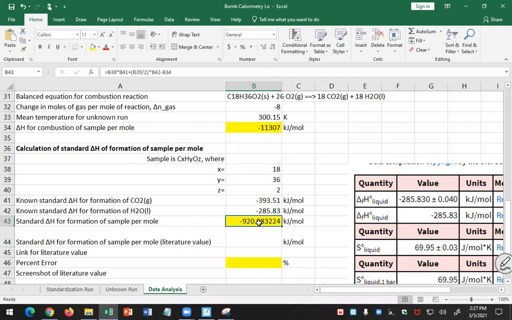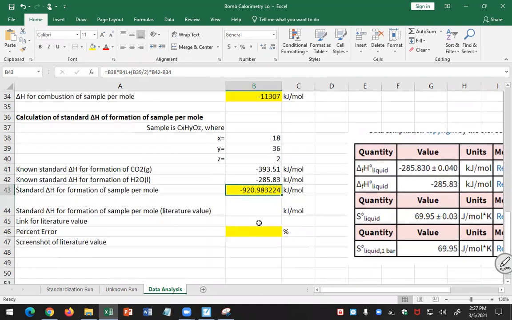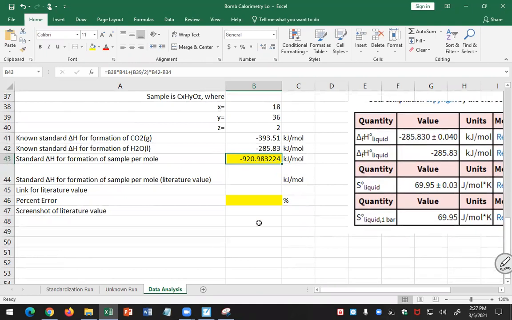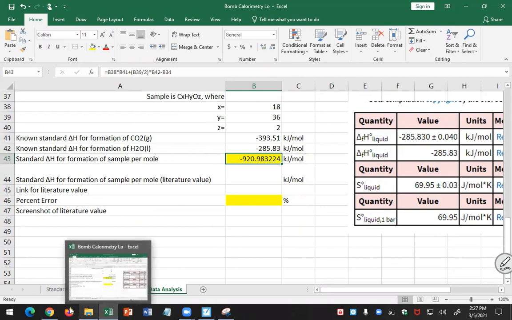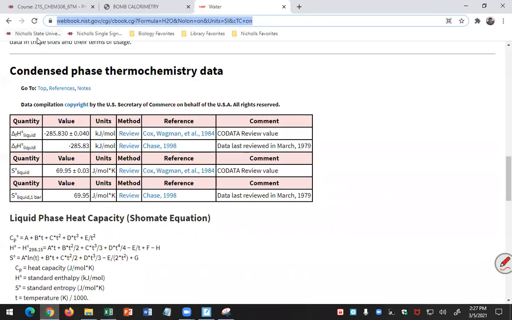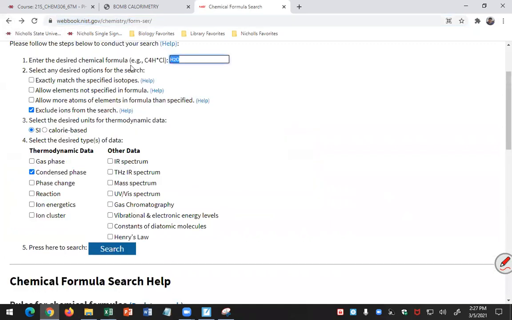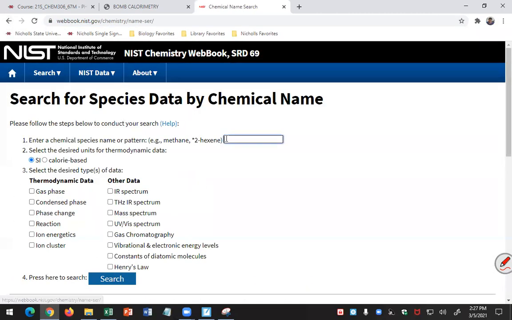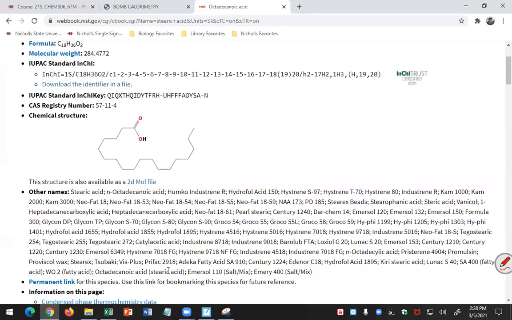So it's minus 920. So for stearic acid, apparently based on my data, the delta H of formation is minus 920 kilojoules per mole. So what do I need to do now? I go to look for stearic acid from webbook. I search for the name. That way I don't have to type the formula in because there may be several compounds that have the same formula. Stearic acid, condensed phase. I can do reaction too if you want. And there's stearic acid.